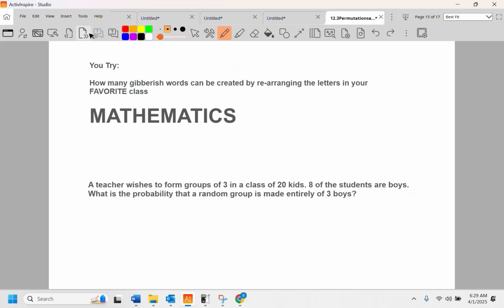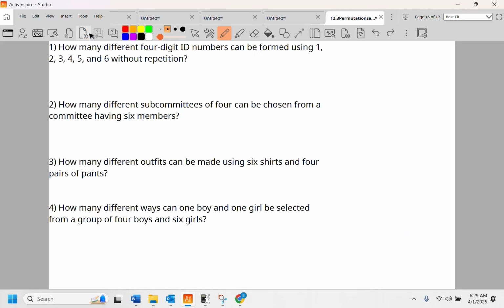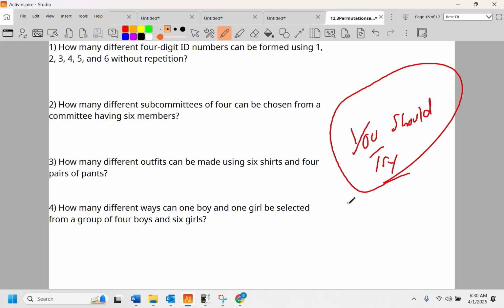And now we're at the you tries here, and I'm leaving that entirely for you. And you should try this. But a lot of you won't, because I don't know. Couldn't tell you.